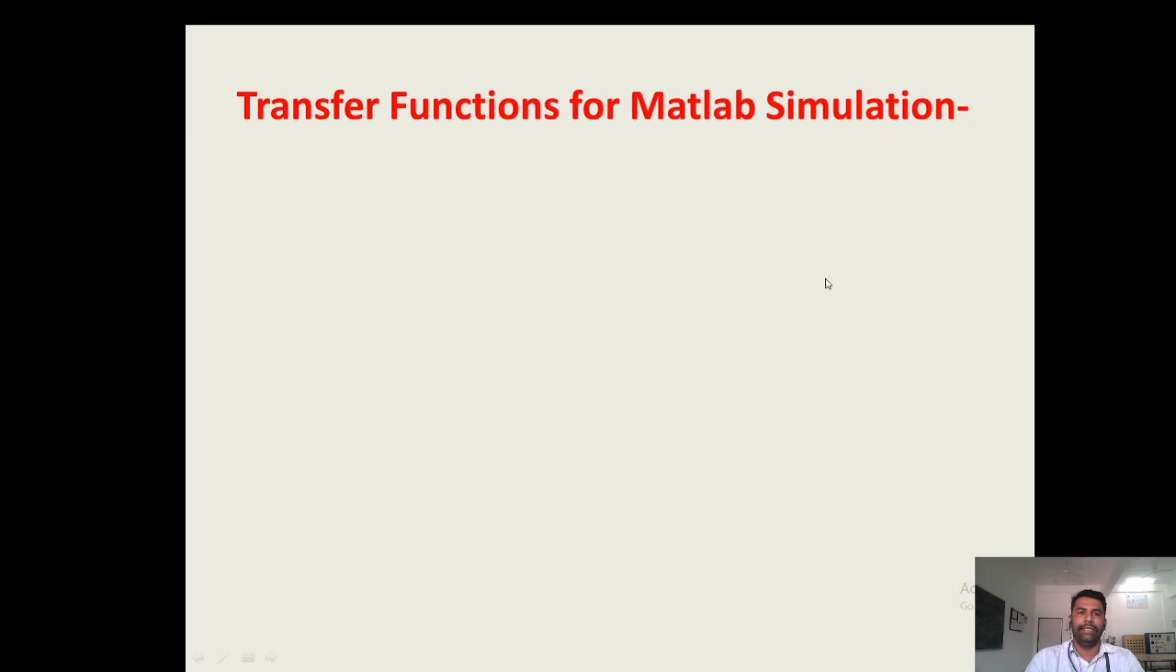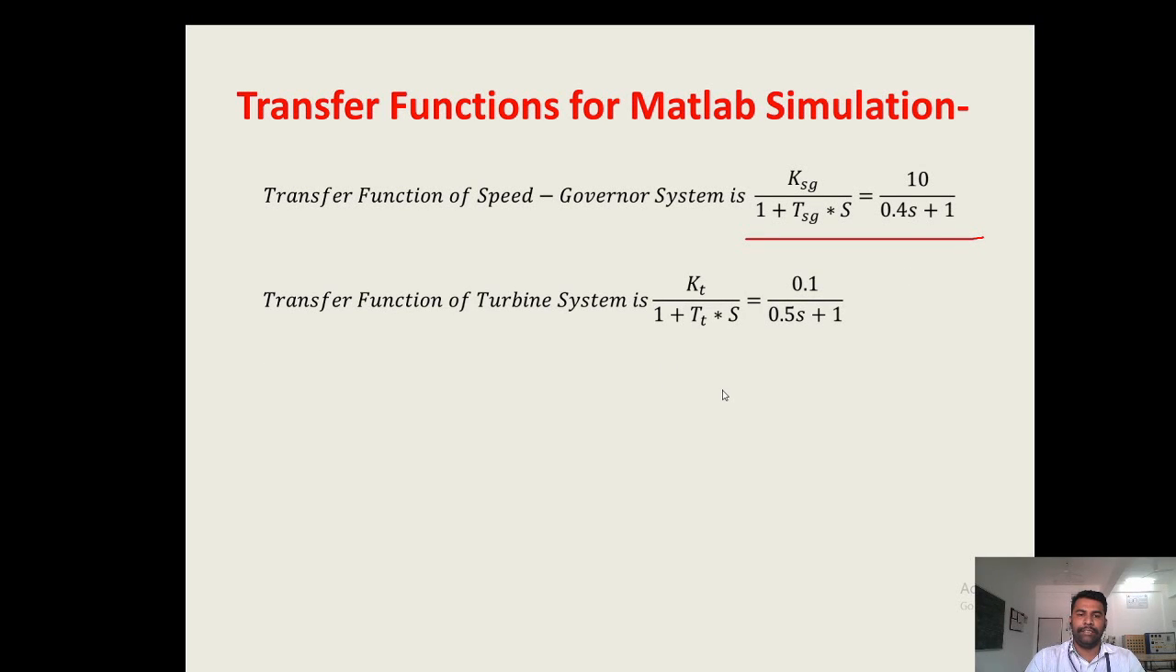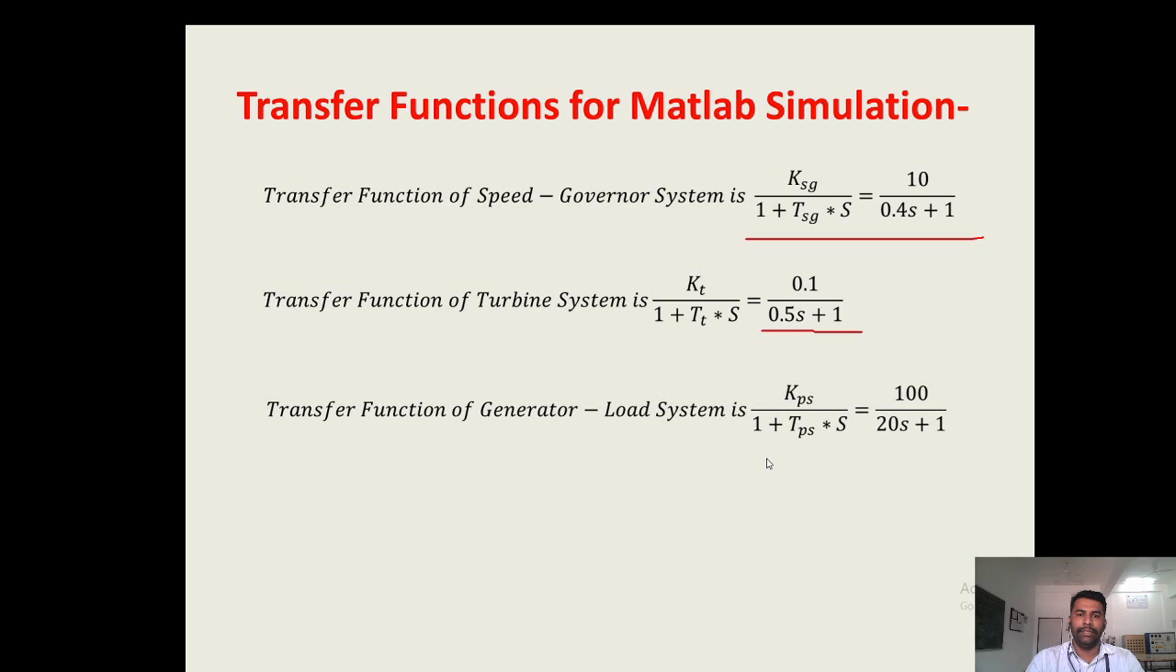For that we will require transfer functions. The transfer function of the speed governor system is 10 upon 0.4 s plus 1. Just note down the transfer functions. The transfer function of the turbine system is 0.1 upon 0.5 s plus 1, and the transfer function of the generator load system is 100 upon 20 s plus 1. Lastly, the gain of the system is 1 upon 3. Now we will perform the experiment in the MATLAB simulating software.